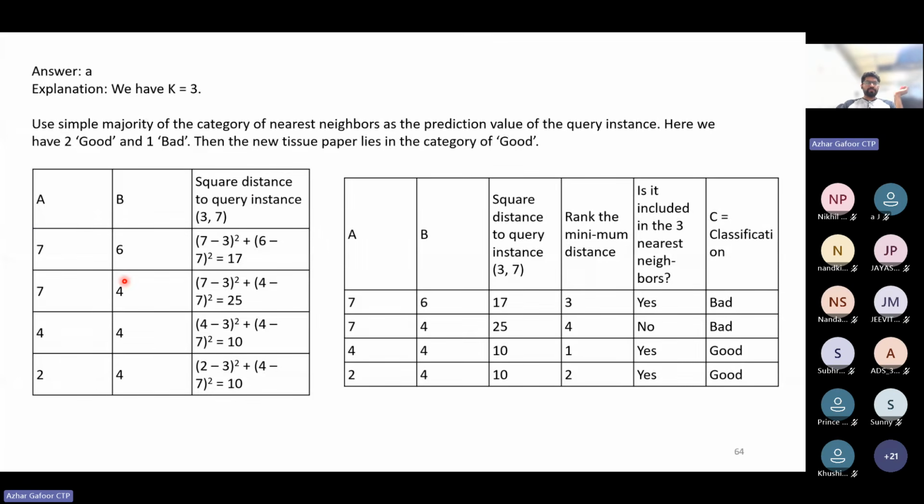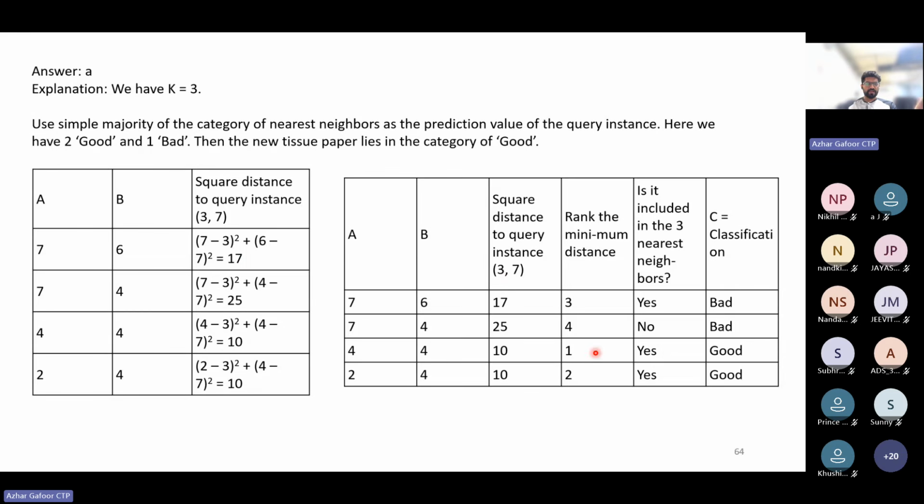So this is A, B. We have to find the square distance to the query point from each of the points. That is (7 minus 3) whole square plus (6 minus 7) whole square. Similarly for all other points. So we have 17, 25, 10, and 10. This is the distance that we have.